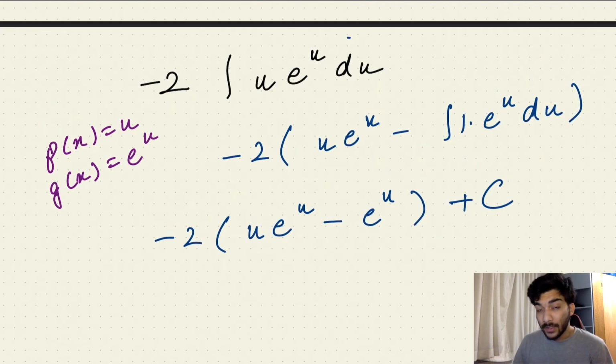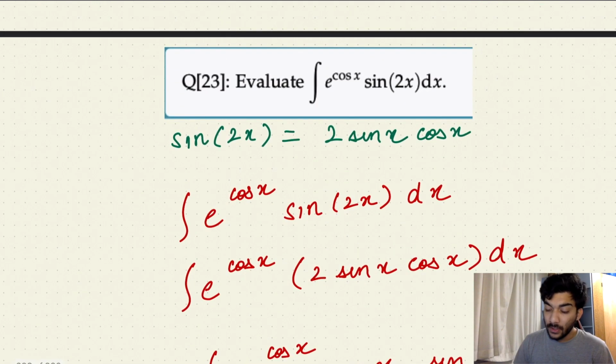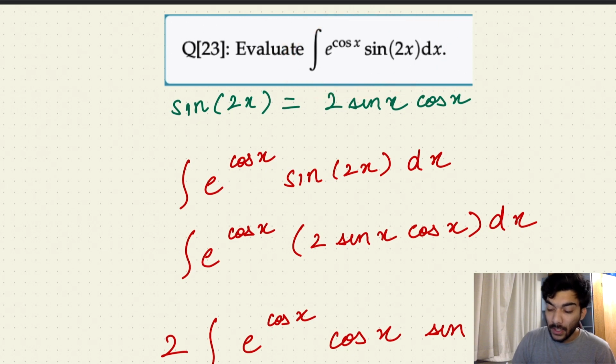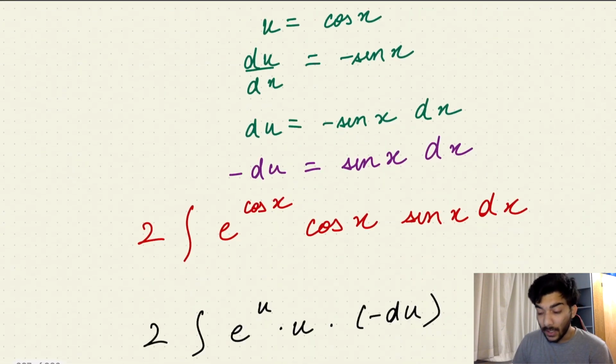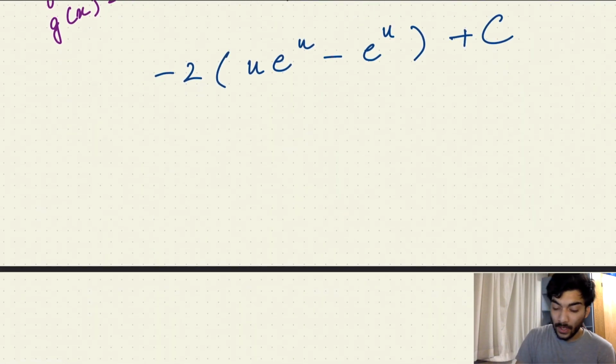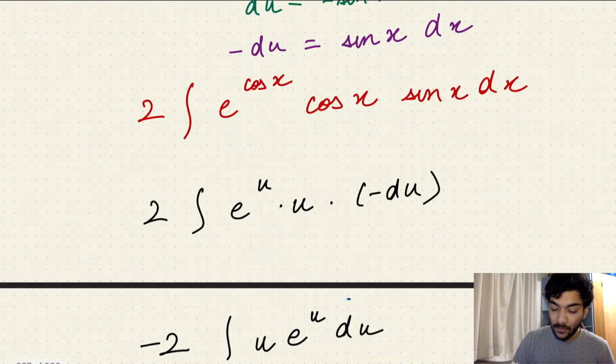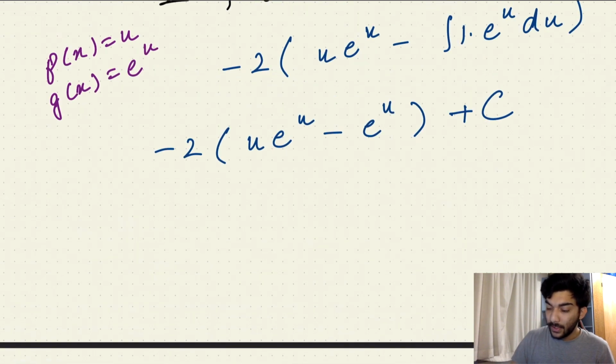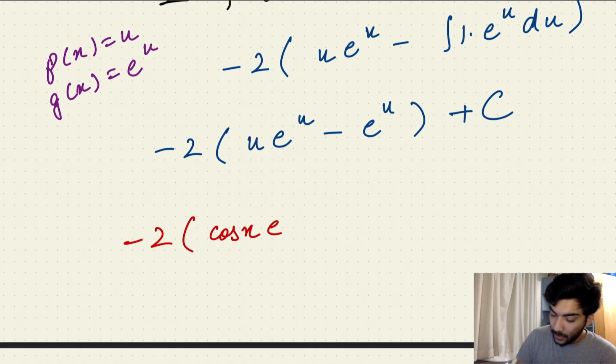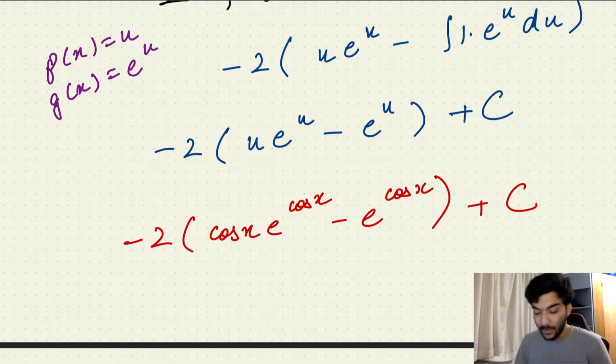The final answer in this case will be formed when we will change every occurrence of u to the original function, because in this question we were integrating with respect to x, right? With respect to the variable x. So we want the final answer to be in terms of x only, right? So that is why, since in this case we assumed our u to be cos x, we'll change every occurrence of u to be cos x in this case, right? So the final answer in this case would become negative 2 times cos x e to the power cos x minus e to the power cos x, plus the constant of integration in this case.